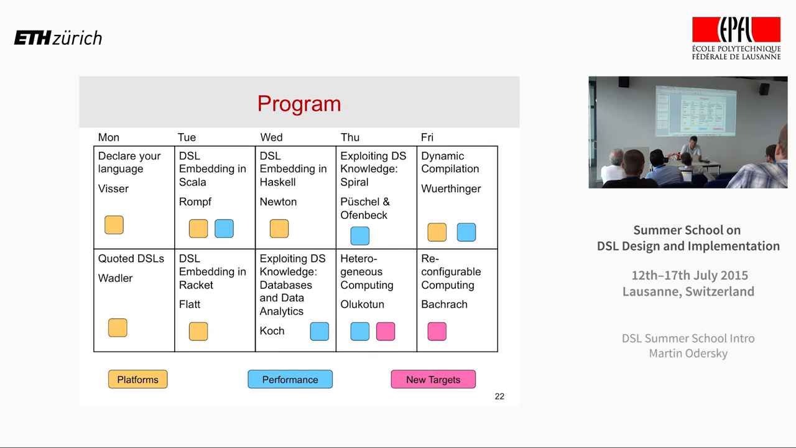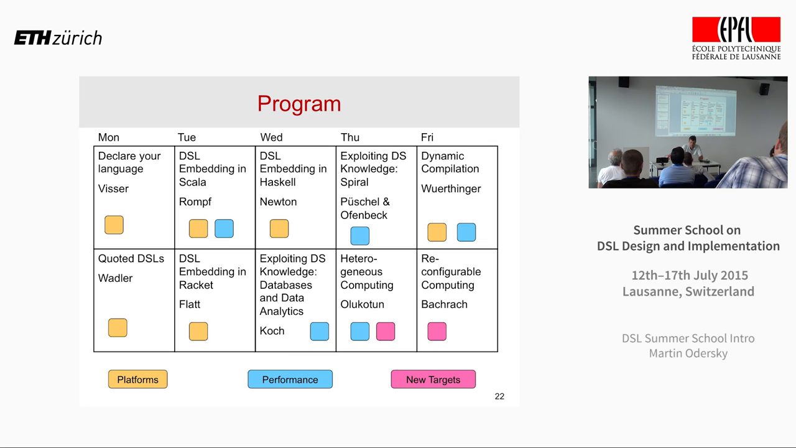Heterogeneous computing, and I guess that's Kuhnle, also about performance. Dynamic compilation, where do we put that? That's Thomas Wörtinger, and he's talking about the Truffle system that essentially lets you express domain-specific languages directly on the JVM. That's, in a sense, a platform, and it's about performance, so what would you say, Tiark? Yeah. So that's probably both. I mean, you can have more than one tag for each thing.